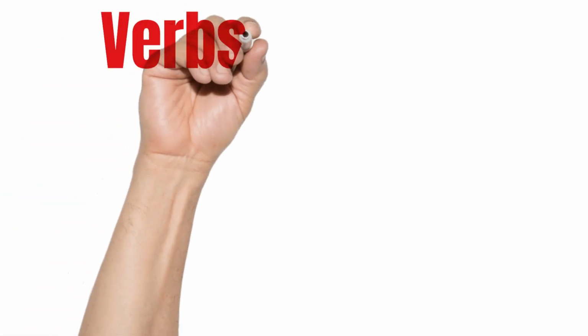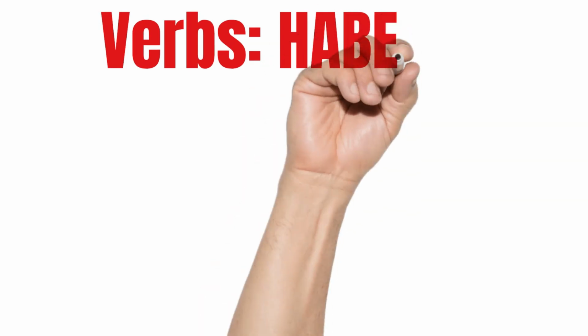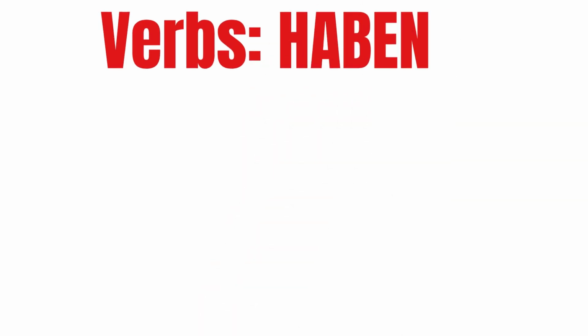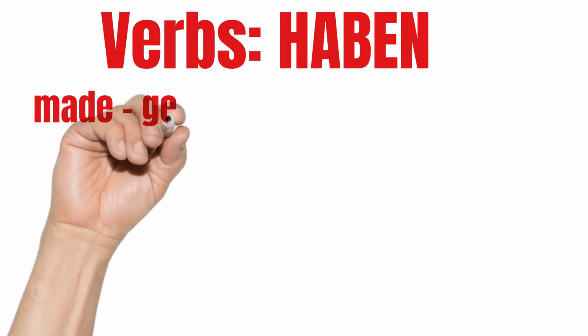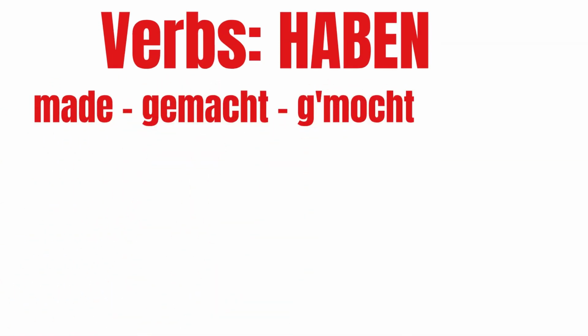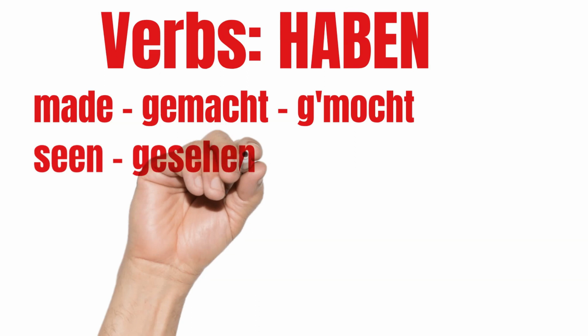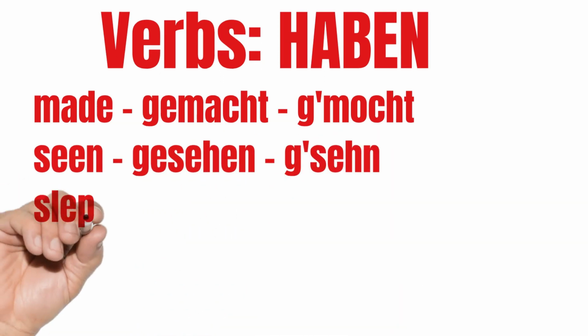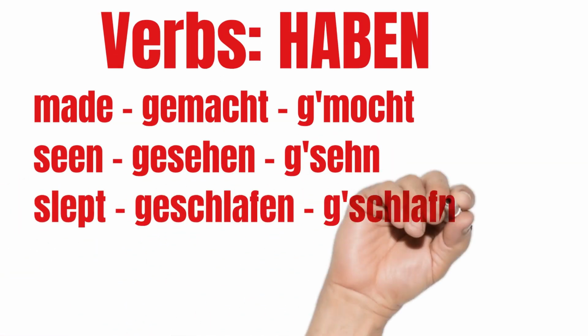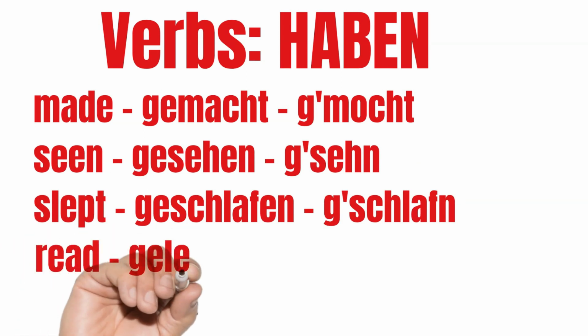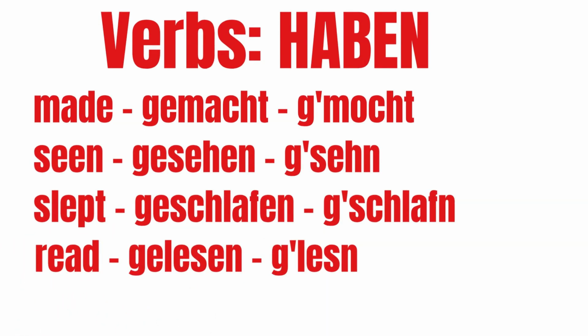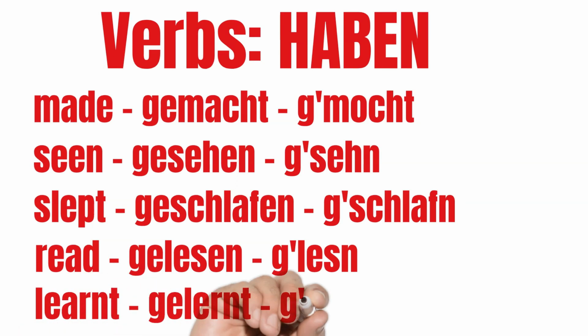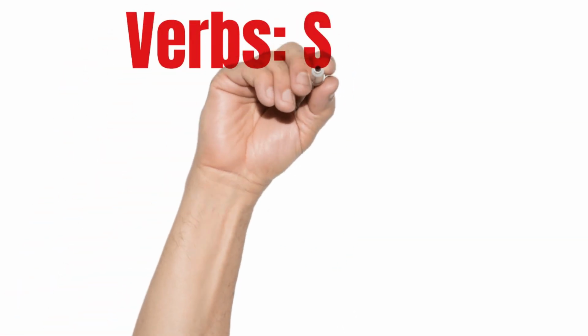Of course, there are many different verbs, so we have to focus on some important ones. First, verbs that are combined with haben. Made, gemacht, gmacht. Seen, gesehen, gsehen. Slept, geschlafen, gschlafen. Read, gelesen, glesen. Learned, gelernt, glernt.